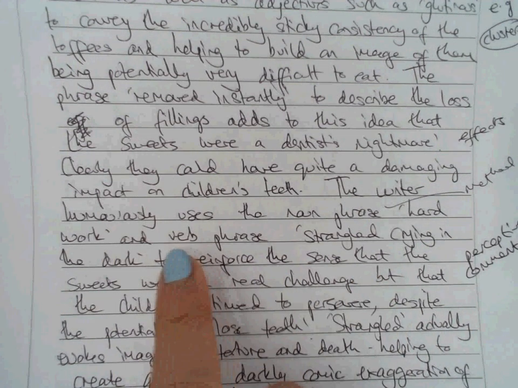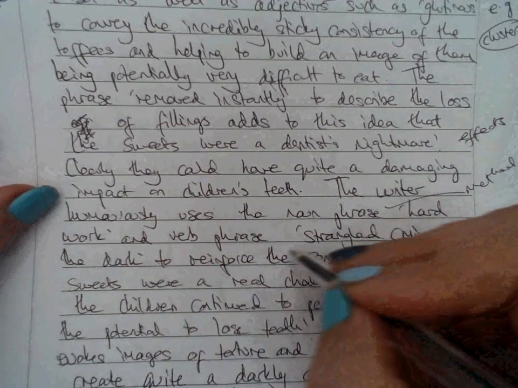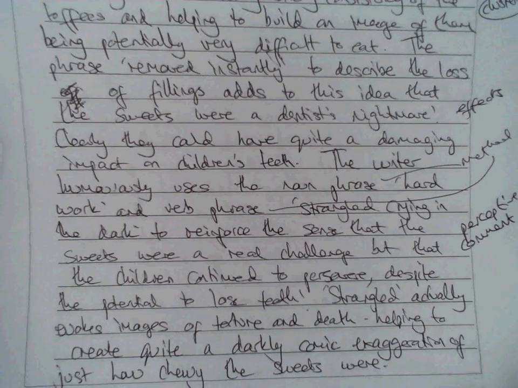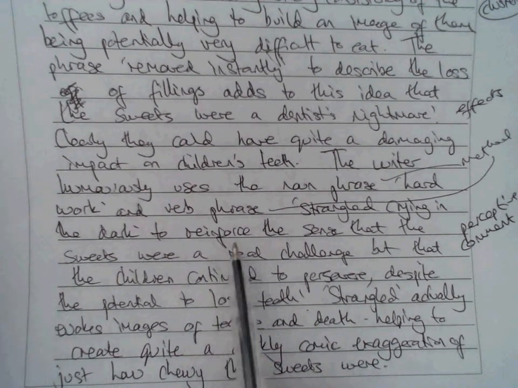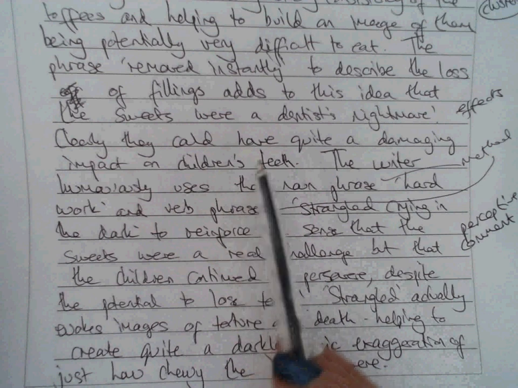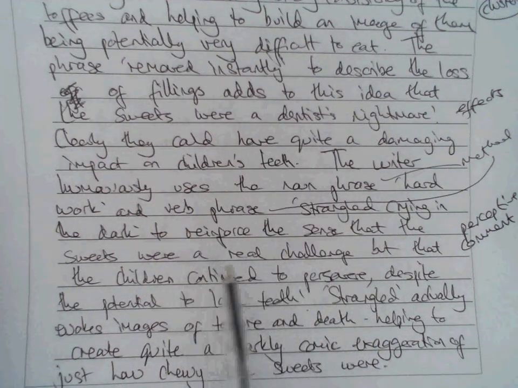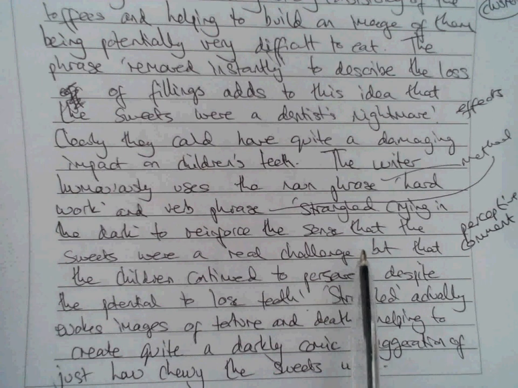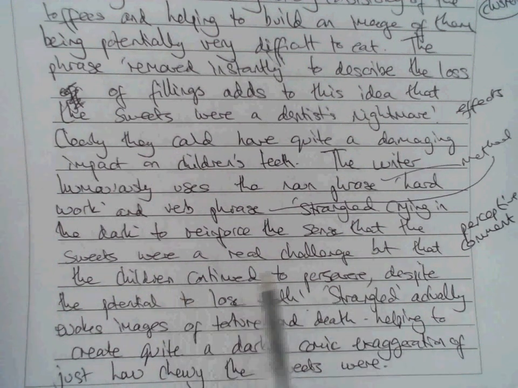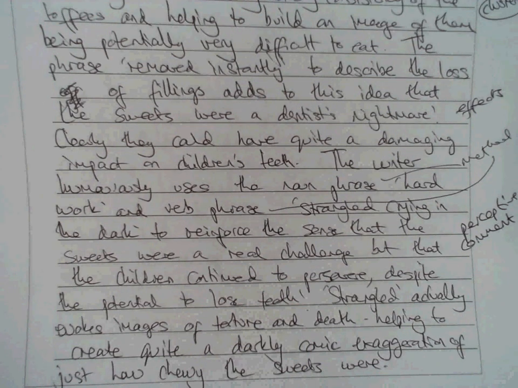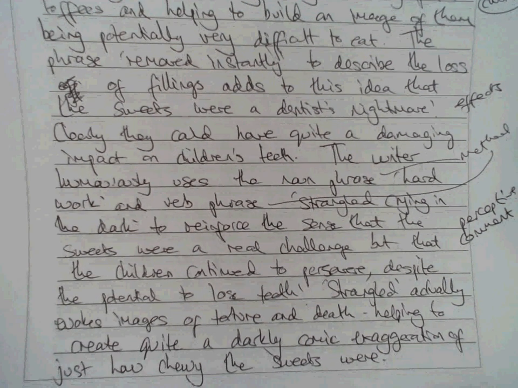I've got a couple of different examples together, the noun phrase and then the verb phrase methods, and I'm thinking about how they build on or develop that previous idea, saying here about the fillings, the sense that these were a real challenge. The fact that I add on this bit, the children continued to persevere despite that, it's becoming perceptive. I'm really reading for meaning and understanding.